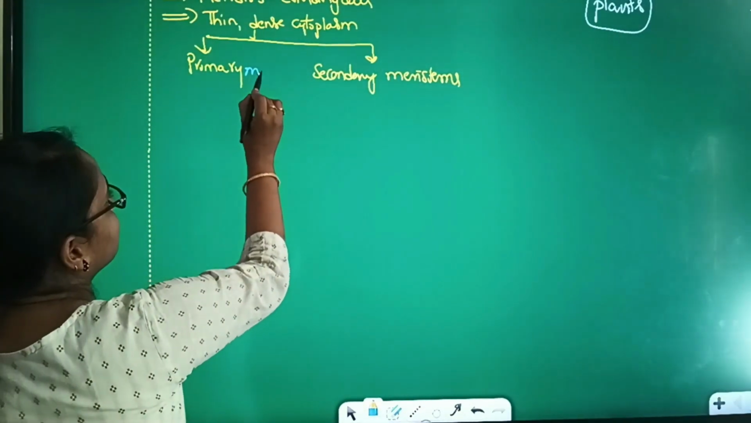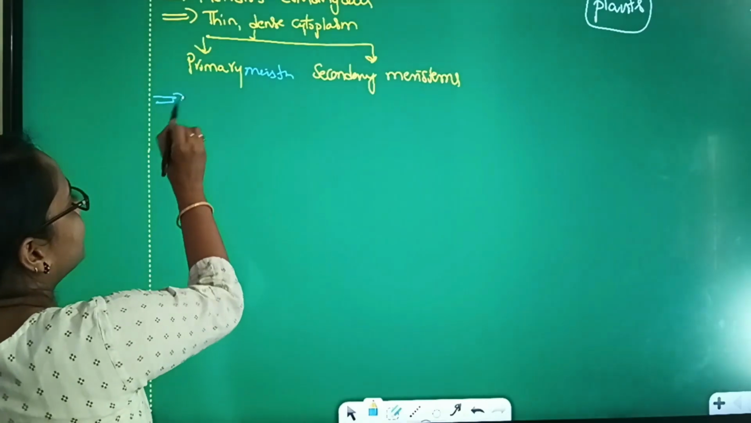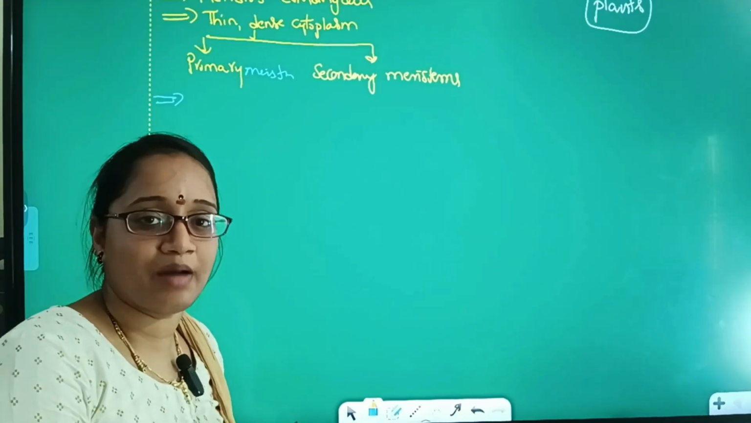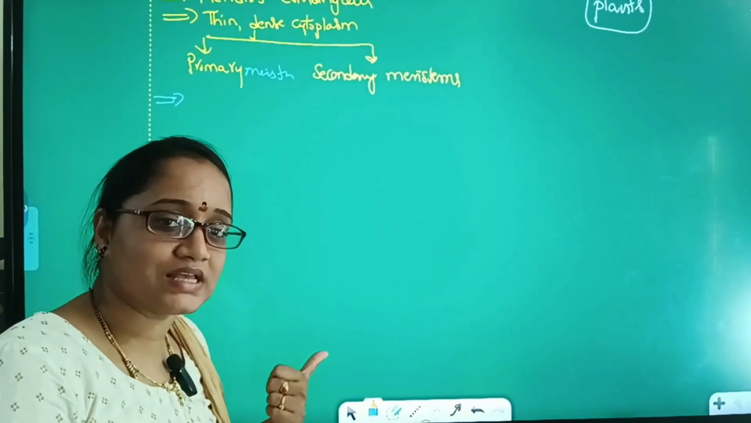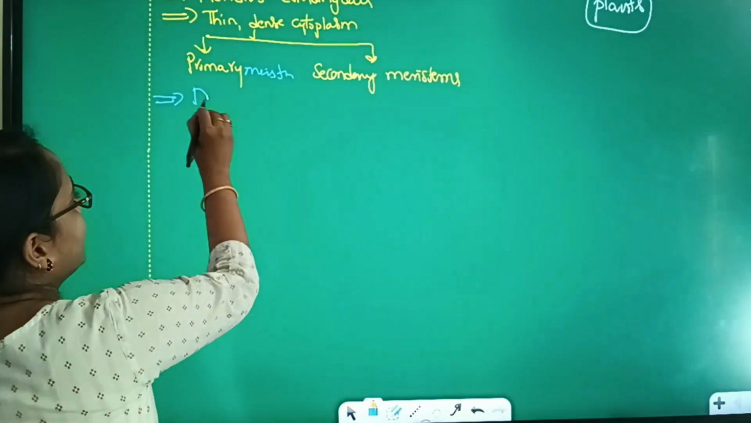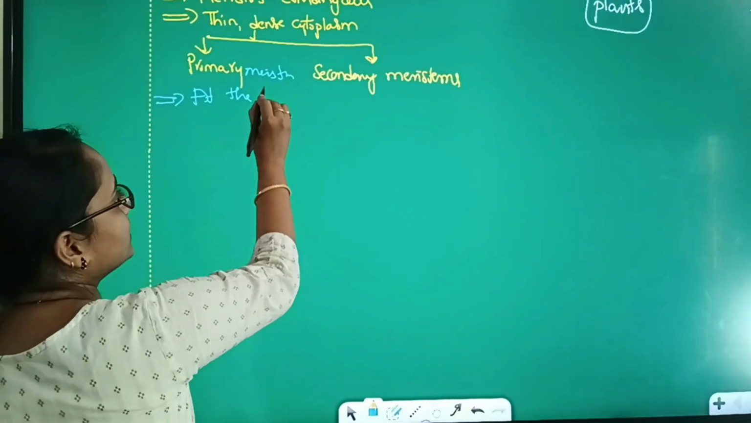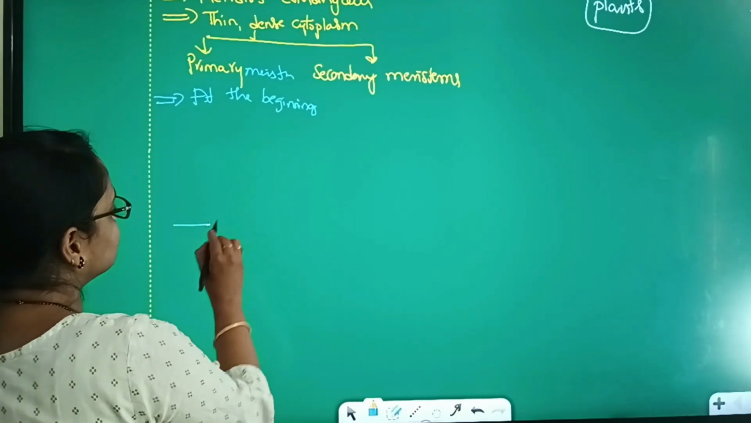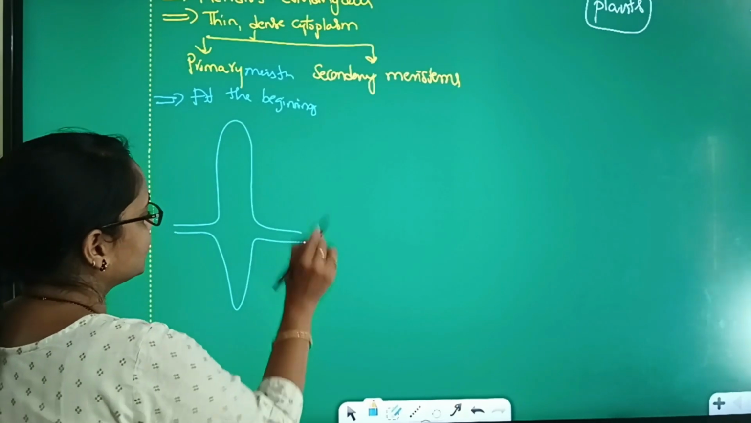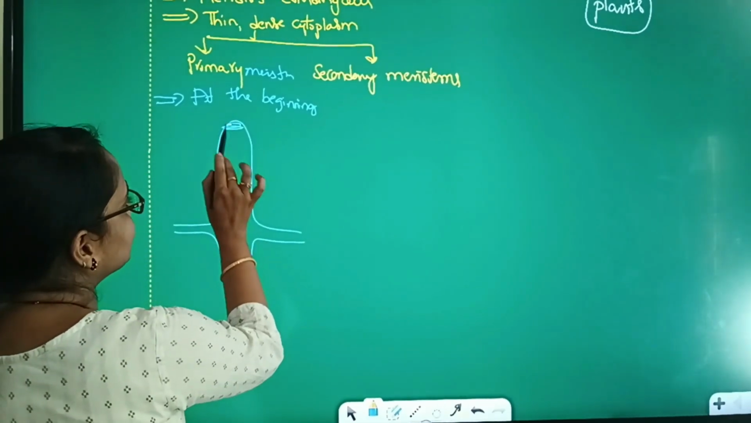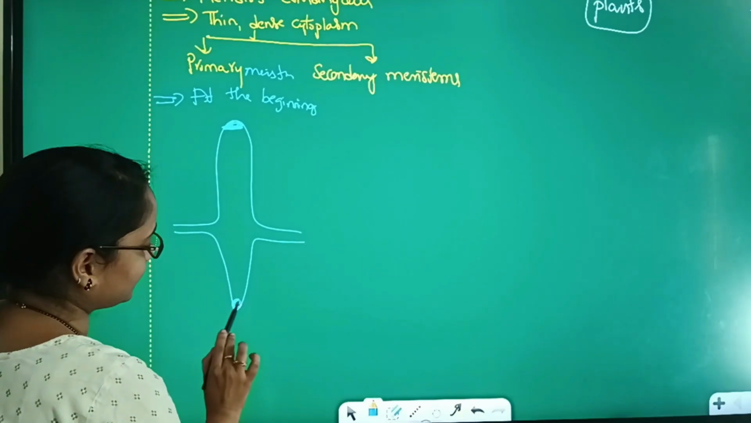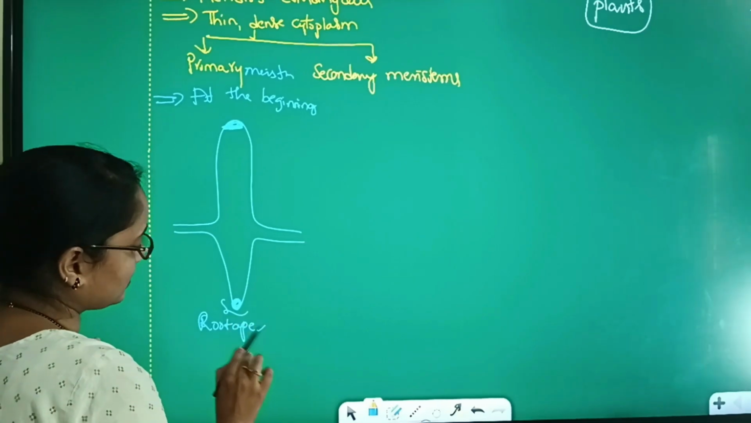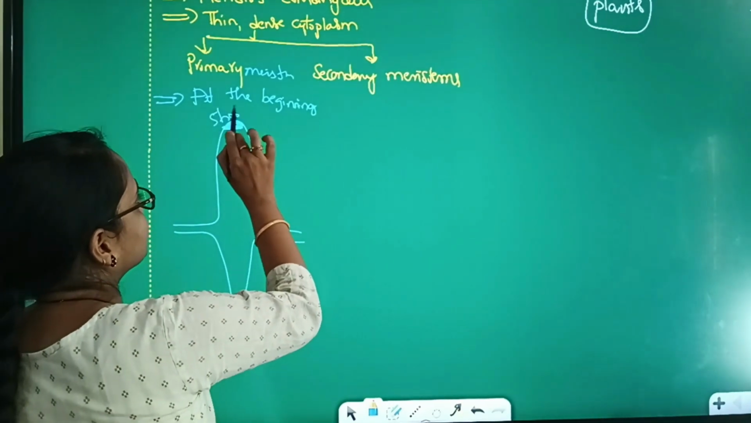Under primary meristems, these are seen from the beginning of the plants. When the life of a plant started, when the origination of a plant happened, from that time onwards we can see these cells and these tissues. Just for our reference only, I am drawing this imaginary picture. Look at here, this is the shoot apex and this is the root apex, the tip.